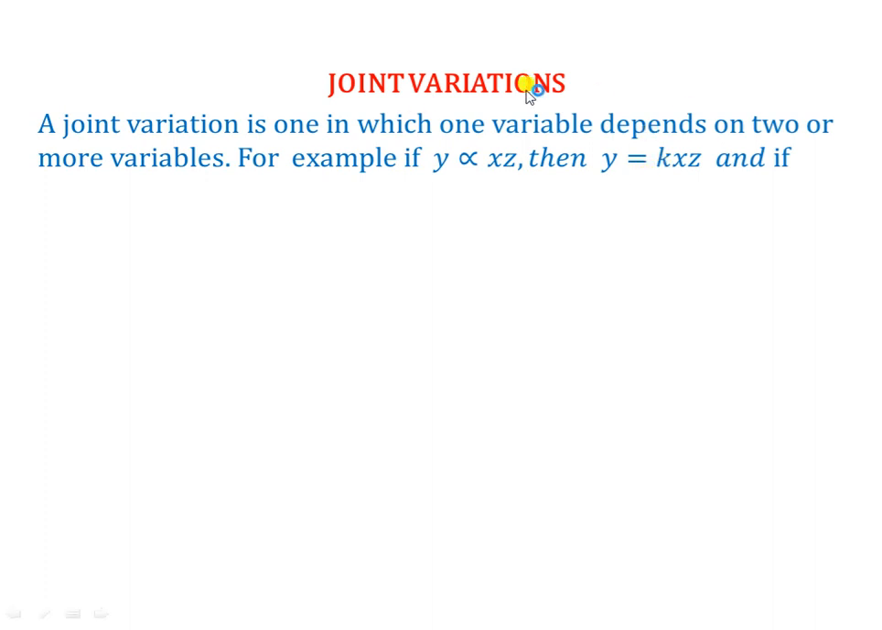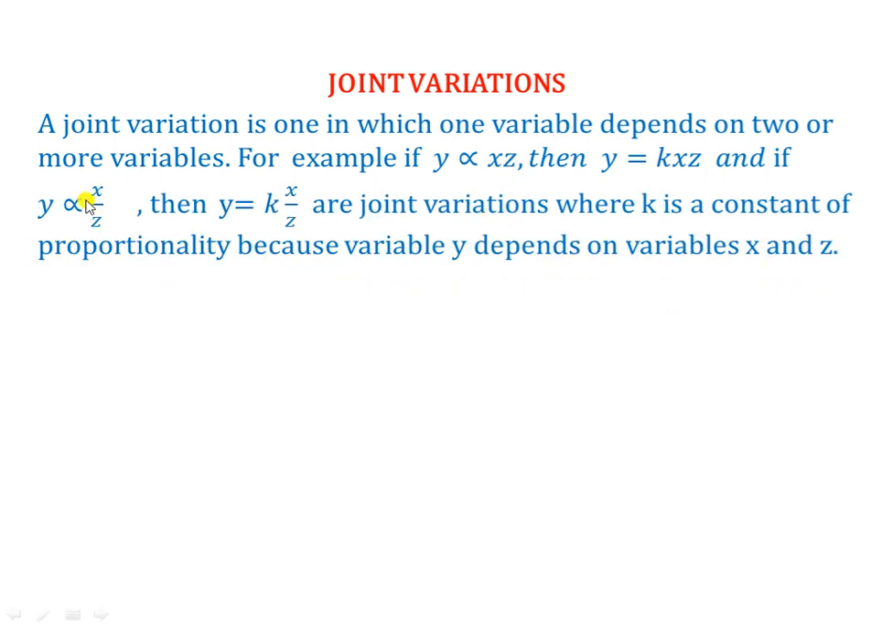Now, what does this mean? This means that y varies directly as x and it also varies directly as z. To have a combined variation, we simply say y is directly proportional to xz. That becomes what we call a joint variation.